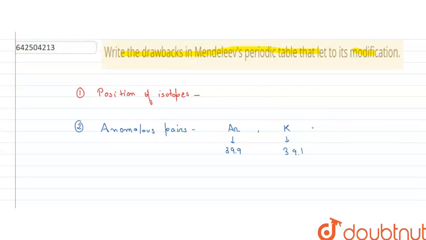So as to match the properties, he had placed it in this way, which was creating confusion, because if you are placing the elements according to the atomic mass, then they should be placed in that way and not according to the properties. So as to match the properties, he has placed argon before potassium, and that was an anomalous pair. There were many others as well.